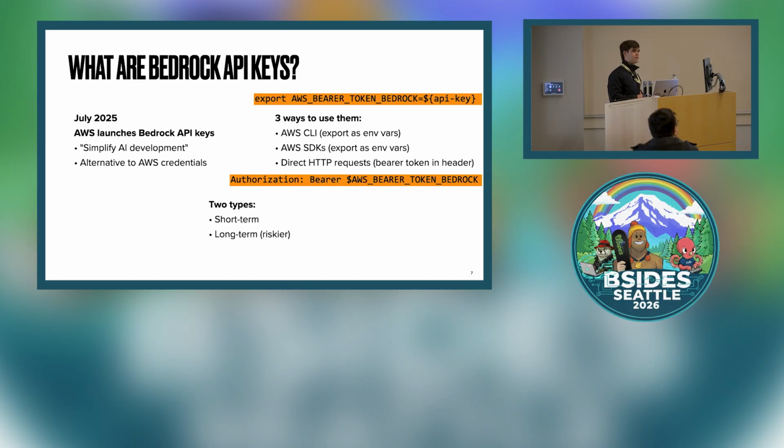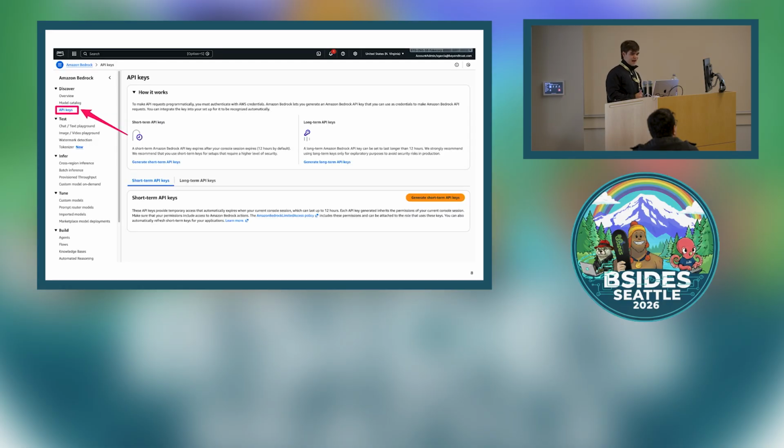And they come in two flavors: short-term keys and long-term keys, which are the riskier ones. And here's the fun part. After just two weeks of being launched, they were appearing in public GitHub repos. So let's go ahead and generate these keys.